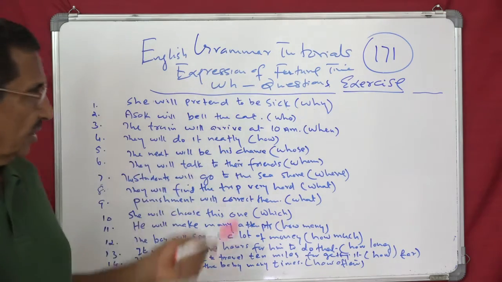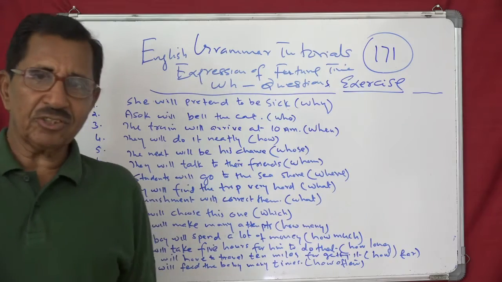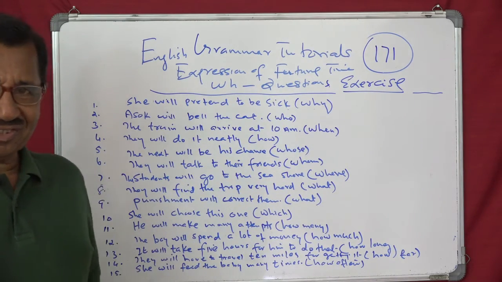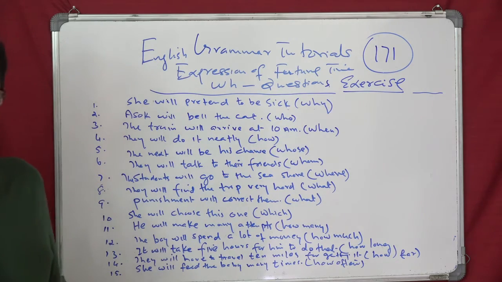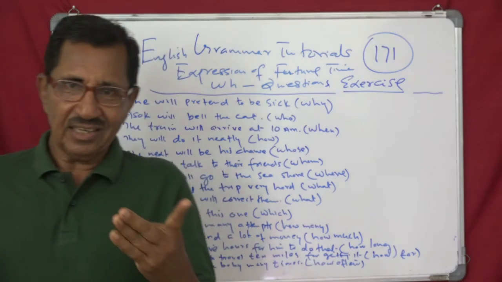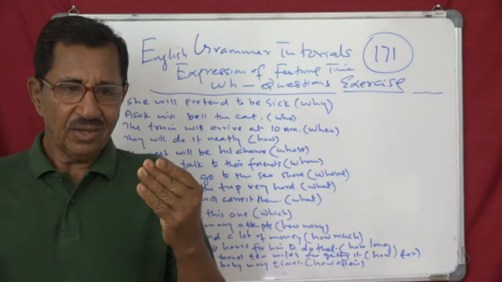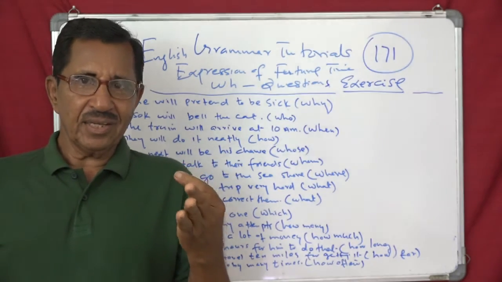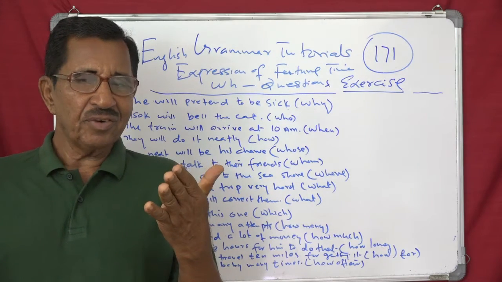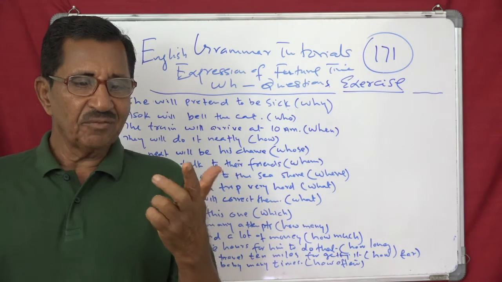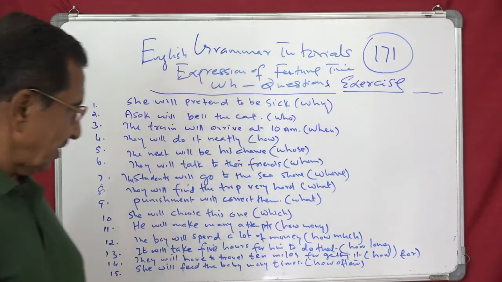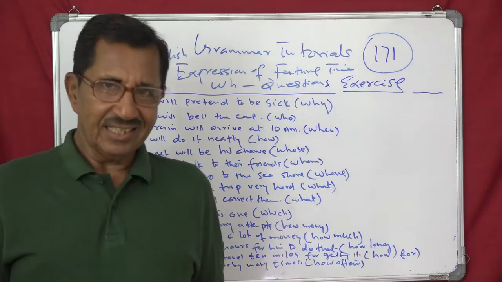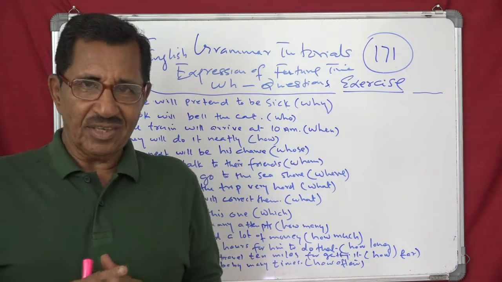So I have used all the 14 question words here. We have seen what, when, where, who, why, whose, whom, how long, how many, how much, how far, and which, and two more, where and when. Isn't it? So these are all the question words.